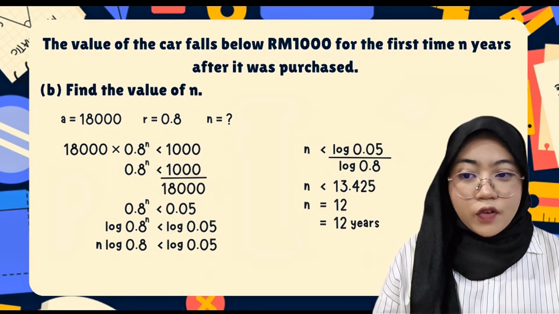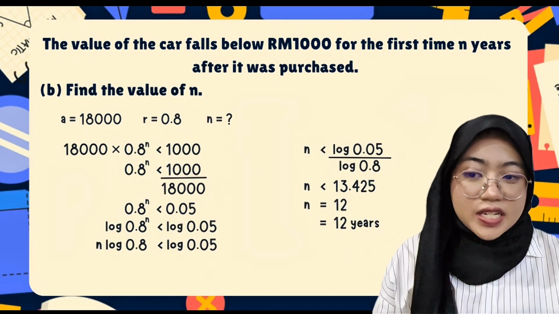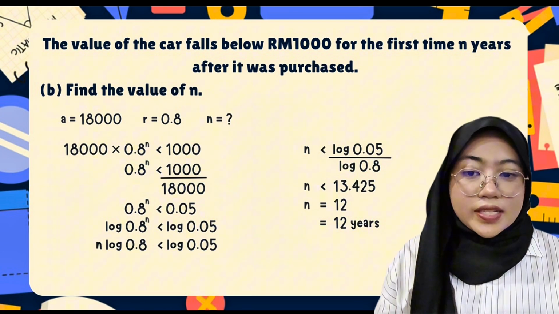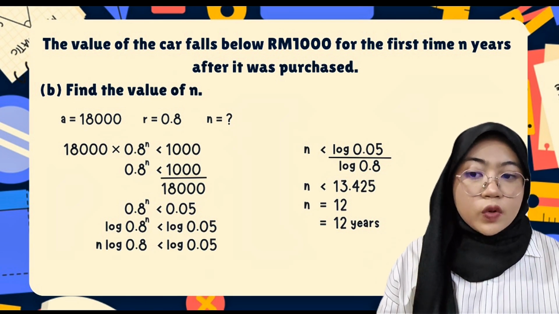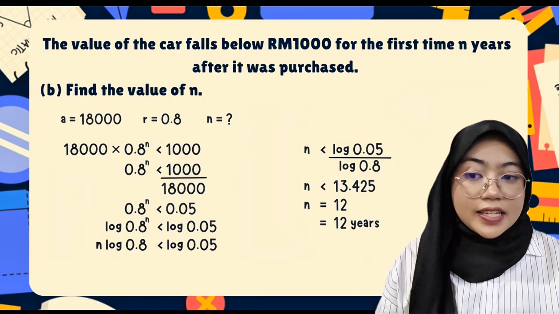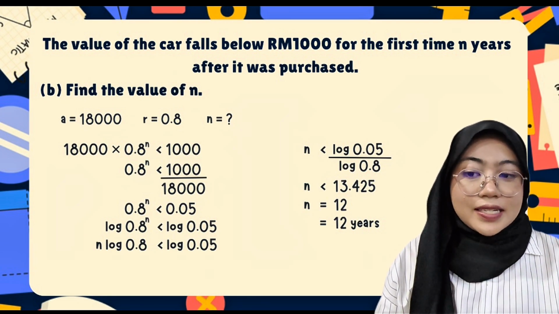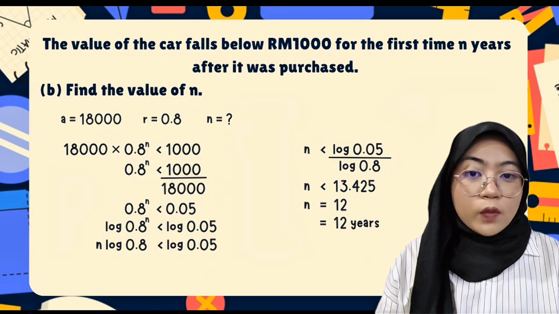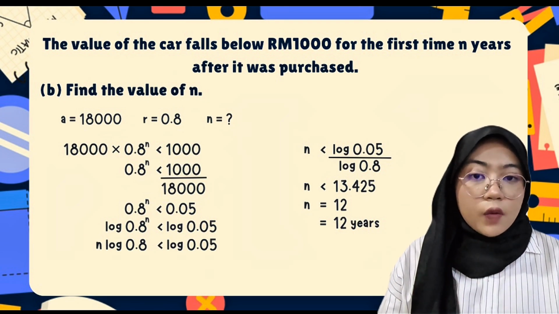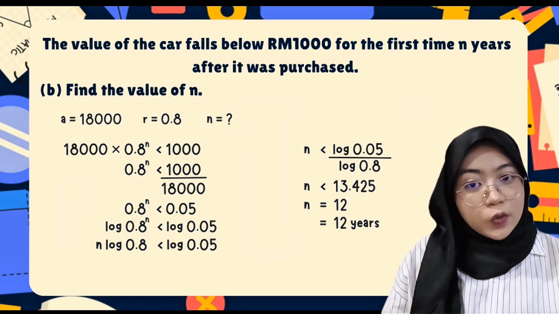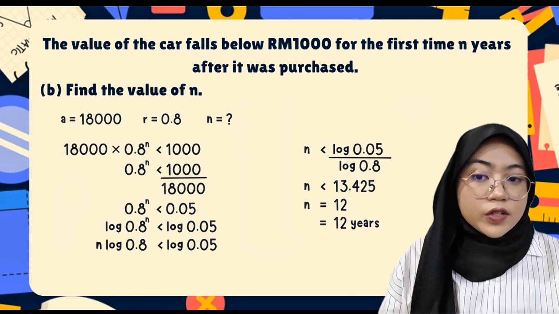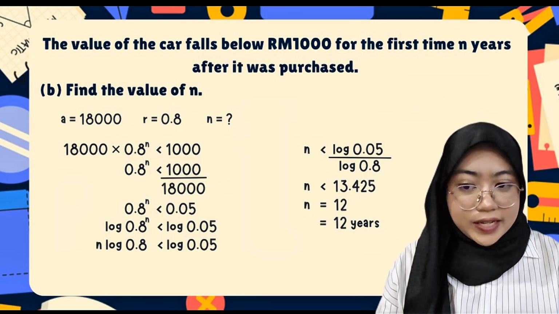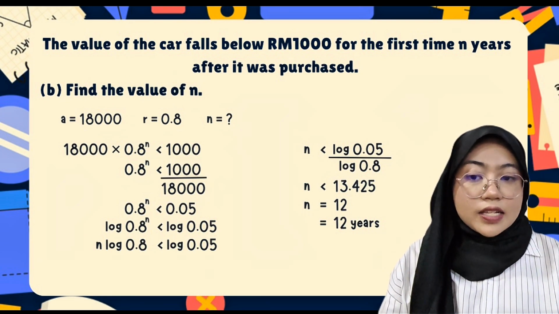So now we are going to move on to the second question under the main question, which is the value of the car falls below 1,000 ringgit for the first time in n years after it was purchased. So based on this question, we would like to find the value of n. We have our A, which is 18,000. We have our R, which is 0.8, and we don't know what our N is. So we are going to solve based on the earlier question, which is 18,000 times 0.8 to the power of n less than 1,000, because it says falls below 1,000 ringgit, and then 0.8^n less than 1,000.